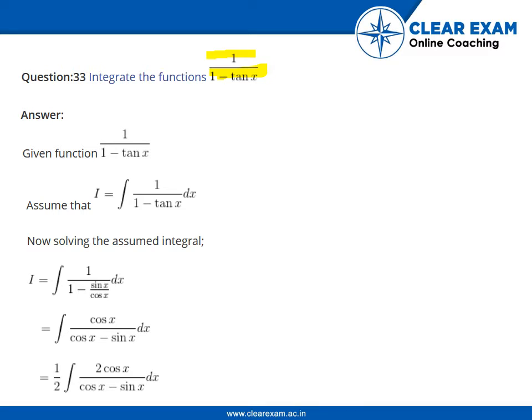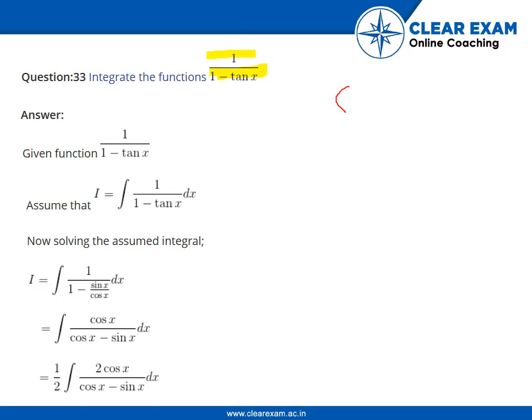Now if we see the question, it looks pretty easy, since we have only 1 upon 1 minus tan x, but this question is not that easy. It is a bit slightly complicated. We need to make some changes to the original function so that we can make it integrable. So let me first give you a hint.